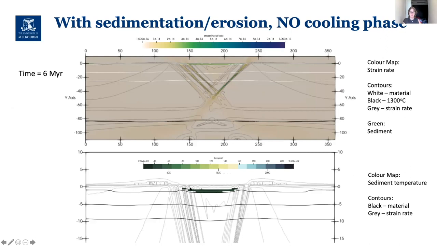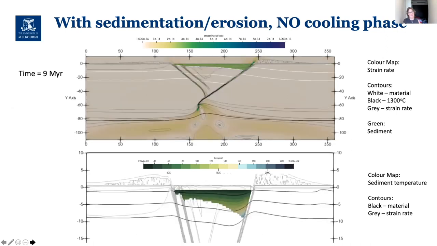We have a different scale for the second plot, which shows temperature, so you can see I've zoomed in on the top 15 kilometers. Okay, so at 6 million years of rifting at 0.6 centimeters per year, we don't have much sedimentation, but as we step forward to 9 million years, we can see that we have a bit more sedimentation.